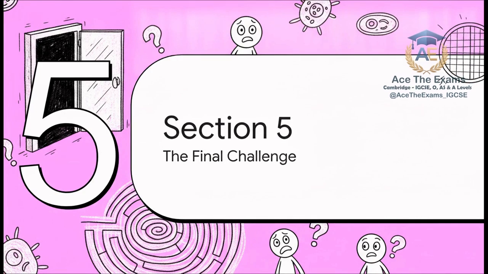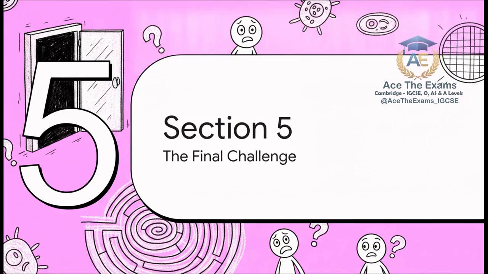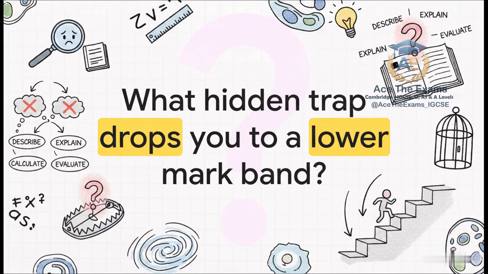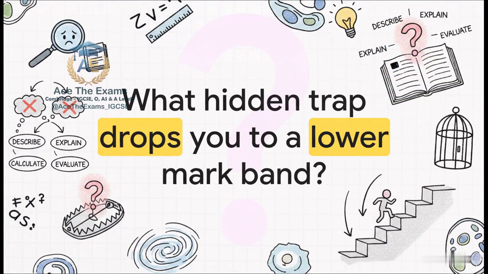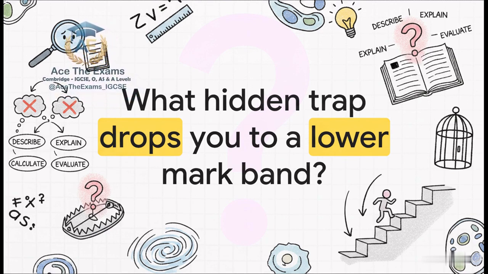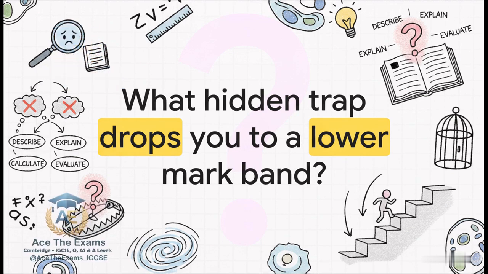Finally, Section 5, the final challenge. Before we wrap up this explainer, I want to leave you with one last high-stakes scenario. It's a trap that catches almost everyone off guard, even if they've memorized the methodology flawlessly. If your Graticule math is 100% correct and your units are absolutely spot on, what hidden trap could still drop you to a lower mark band?